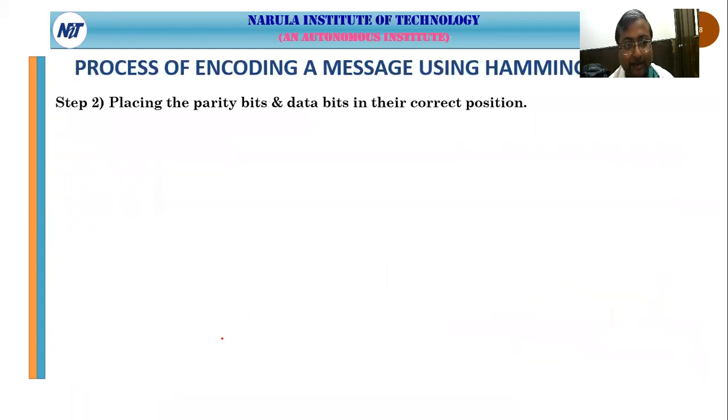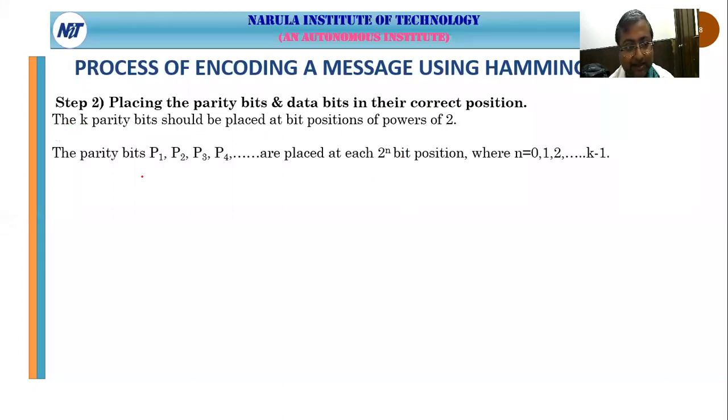Now the second step, placing the parity bits and data bits in the correct positions. Already I told you the K parity bits should be placed at bit positions that are powers of 2. So that means P1, P2, P3, not P3, P4 should be there. Why is P3 not there? Because 2 to the power of n means n equal to 0 gives 1, n equal to 1 gives 2, that means P1, P2, and then n equal to 2, that means P4, not P3.